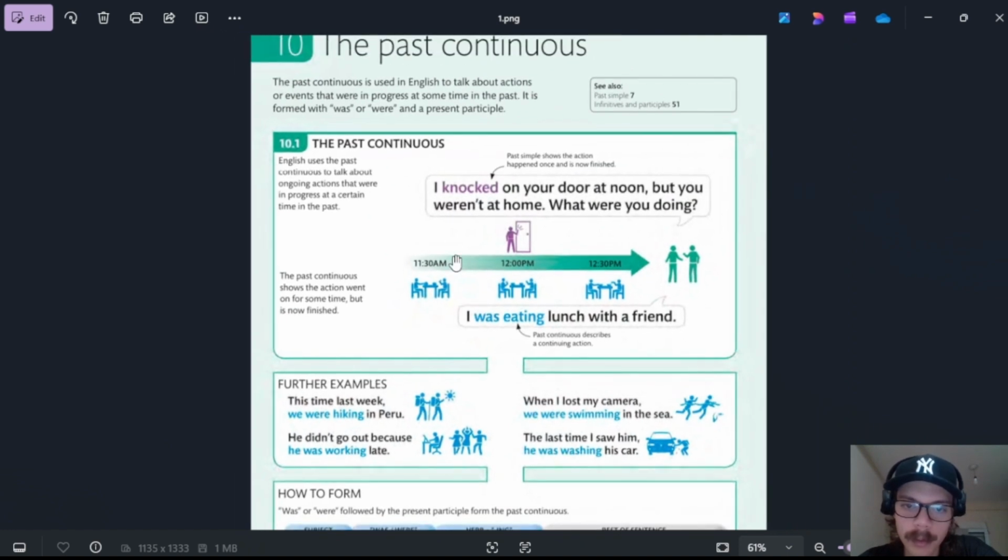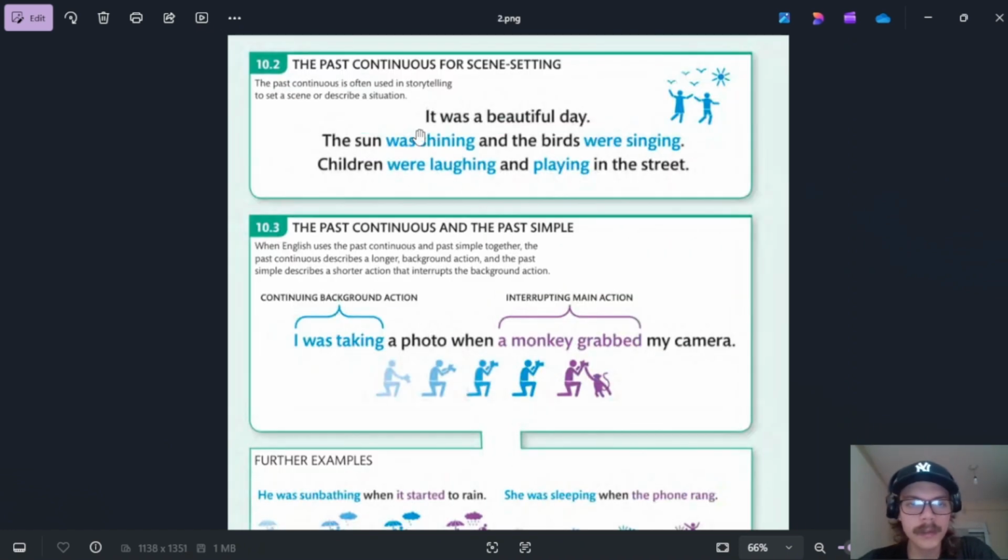Now let's focus on the next page. All right, so let's start reviewing the second page. Here, we're going to get into some of the specific situations where you want to use the past continuous. You're going to see in this first part that it says the past continuous for scene setting. If you don't know what scene setting is, it means to prepare a scene, which essentially is describing something. You're going to give context about a situation.